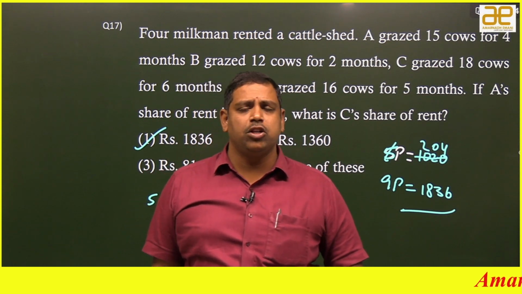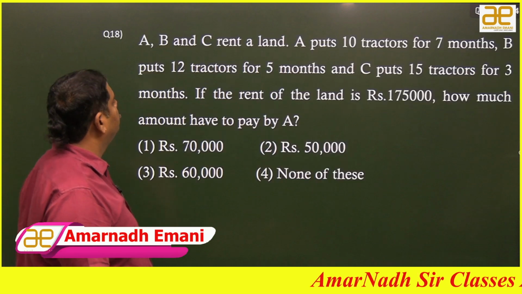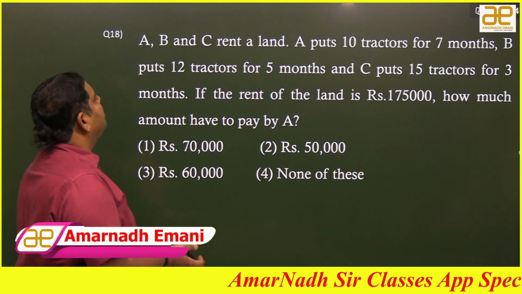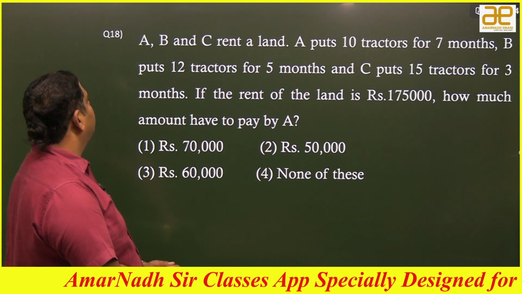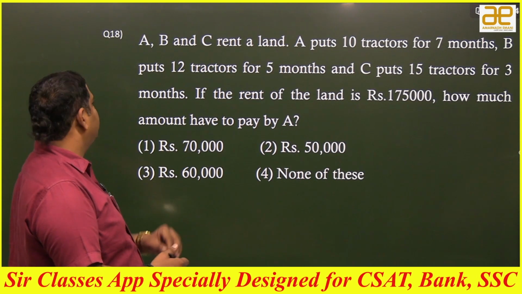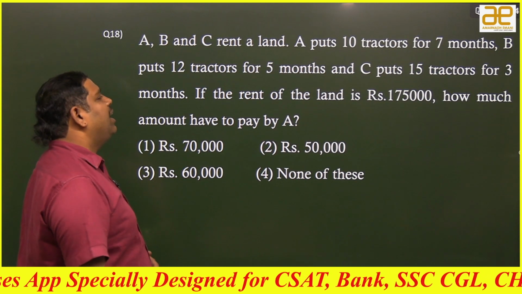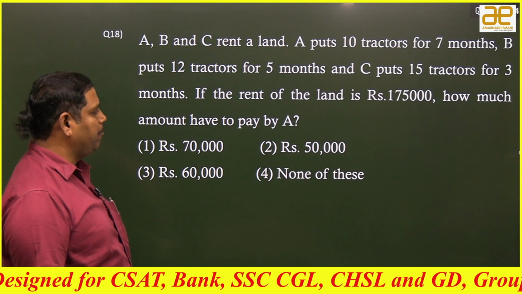We are in partnership, right? Let's continue the problems. So the next one. A, B and C rent a land. A puts 10 tractors for 7 months, B puts 12 tractors for 5 months and C puts 15 tractors for 3 months. If the rent of the land is 1,75,000, how much amount has to be paid by A?